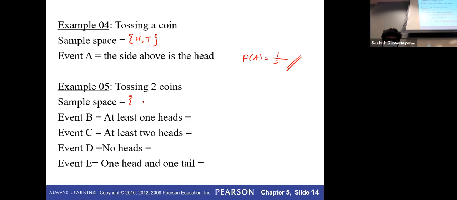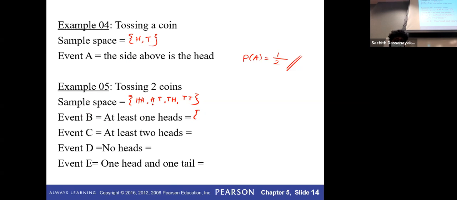Sample space: last time I showed you the sample space for this kind of example. This time it is 2 coins; last time we did 3. Head head, head tail, tail head, and tail tail. Right? This is the sample space, all possible outcomes. Next, event B: at least one head. So let's write it, at least one head.